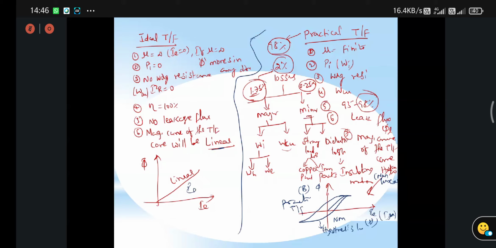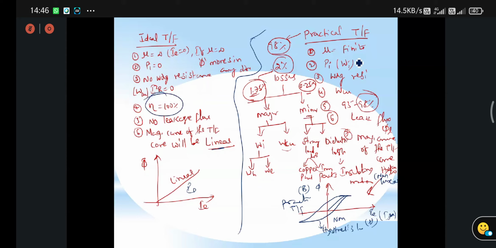Ideal and practical transformer. Dear students, have you understood these points? Okay, thank you, Ganesh. What about others? Only one or two persons have given that response. So simply remember, for the ideal transformer the efficiency is 100%, and for the practical transformer it is 95 to 98%. In the ideal transformer no losses are taken, so the efficiency is 100%.